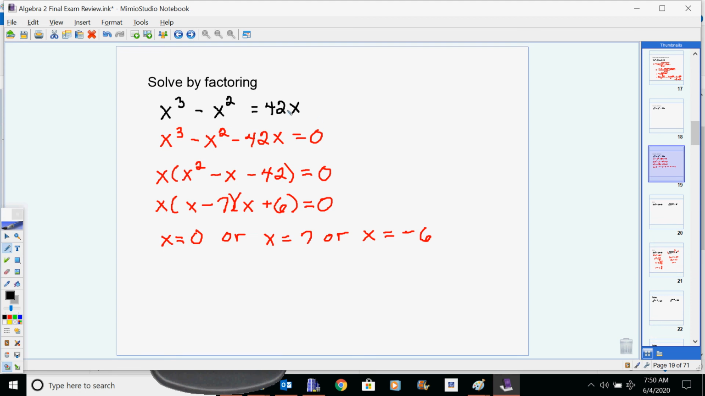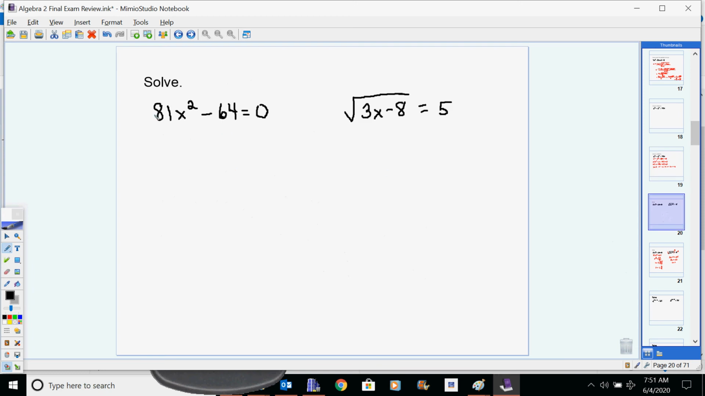Solving by factoring, don't forget that if you need to solve by factoring, you do have to make sure you have a 0 on one side, so you bump this over. Look for your GCF. Once you've had your GCF, you need to factor what's left, and then any one of these 3 factors gets to be 0. So x equals 0, x minus 7 equals 0, which gives you 7, or x plus 6 equals 0, which gives you negative 6.